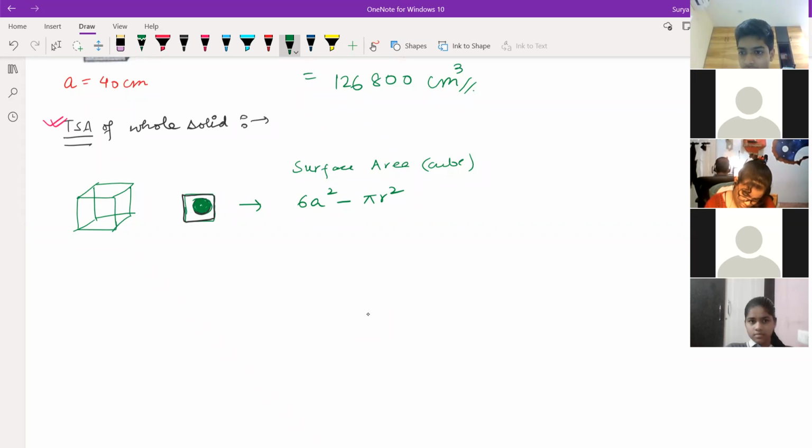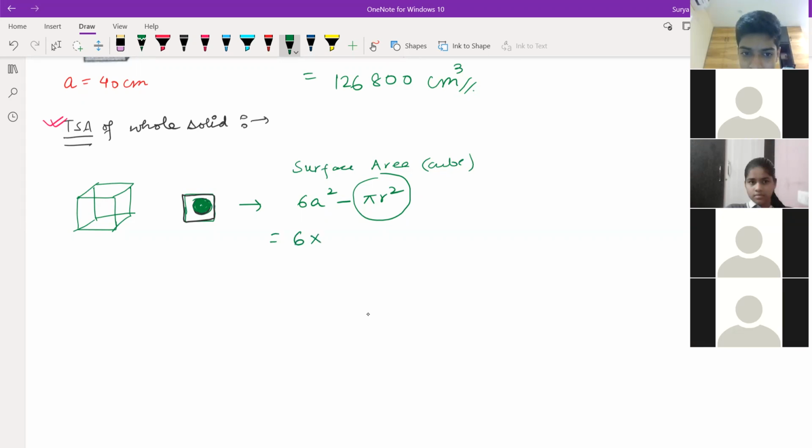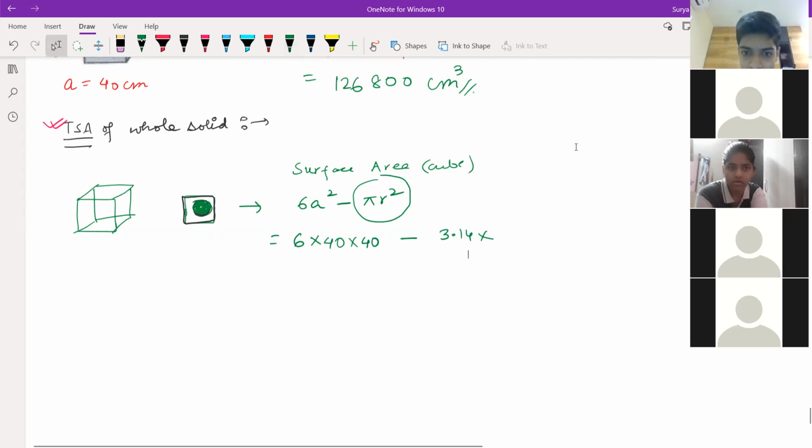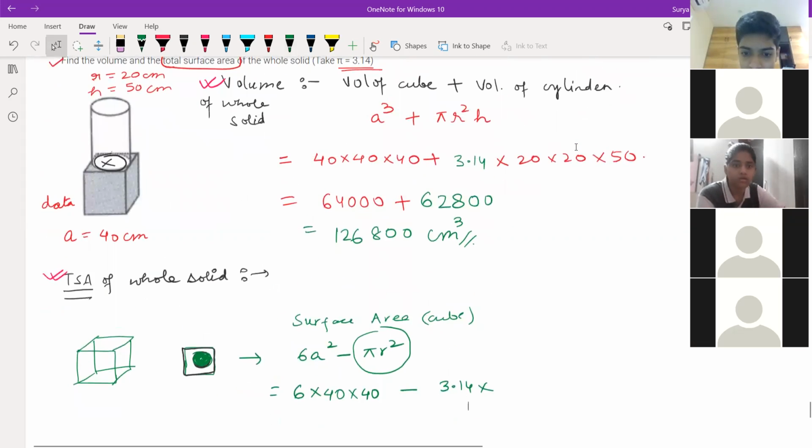So see here, why are we subtracting pi r square, is it clear, children? Because that part you can't touch by your hand. Understood? So 6 into, what is the side of the cube? 40. 40 into 40, minus 3.14 into, what is the radius of the cylinder? The radius of the cylinder is how much? 20, sir. 20 centimeter. Okay, the radius is 20 centimeter.